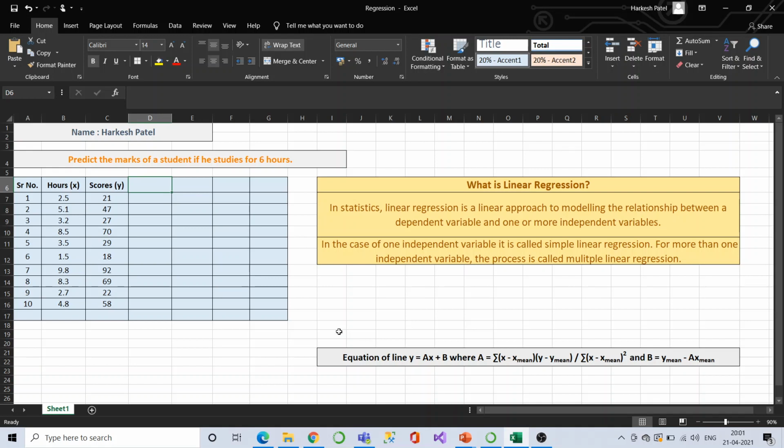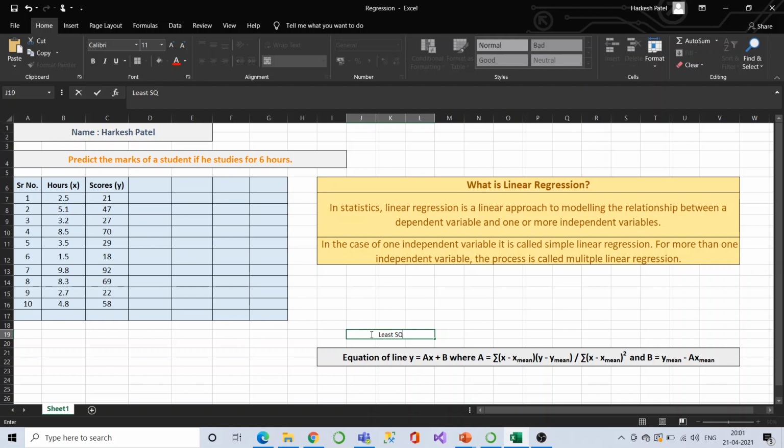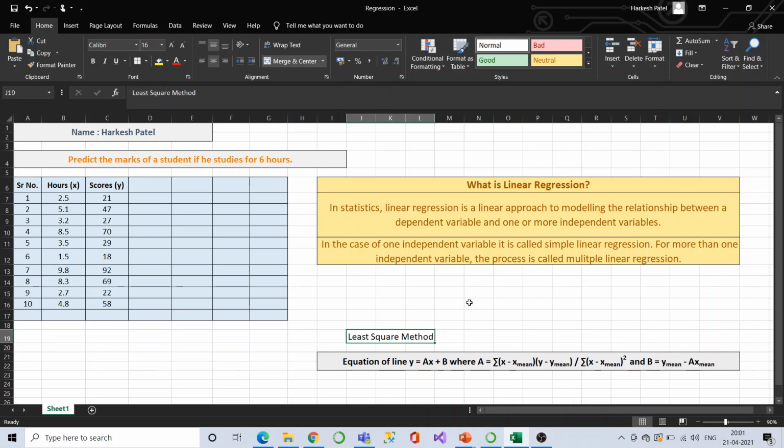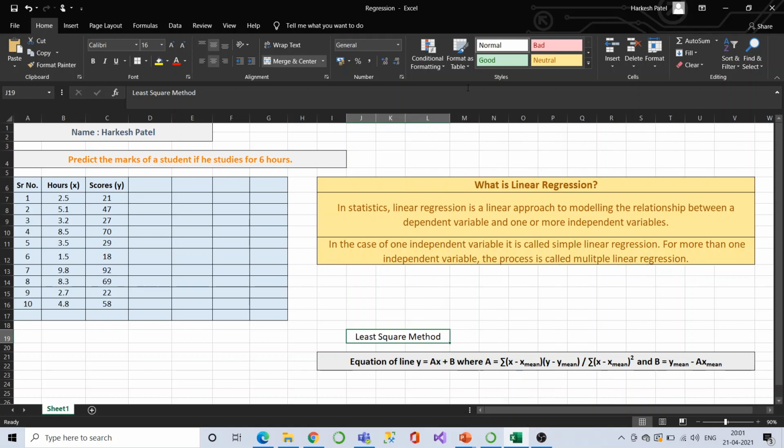Okay, so the equation for the least square method. The equation of the line is y is equal to ax plus b, where a is equal to the summation of (x minus x mean) into (y minus y mean) divided by the summation of (x minus x mean) the whole square, and b is equal to y mean minus a into x mean.